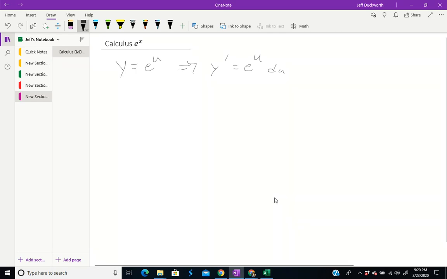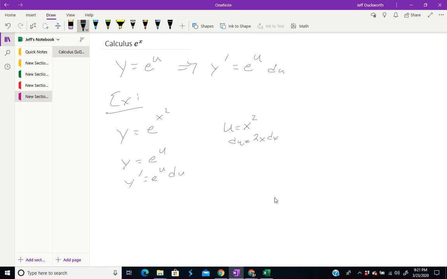All right, so as an example, we'll let y equal e to the x squared. Here, if we make a u substitution, we would have u equaling x squared, which would make our du equal to 2x dx, which is just 2x. So here we have y equaling e to the u, so y prime equals e to the u du. So y prime, when we do substitution, is going to be e to the x squared times 2x, and we can clean that up a little bit.